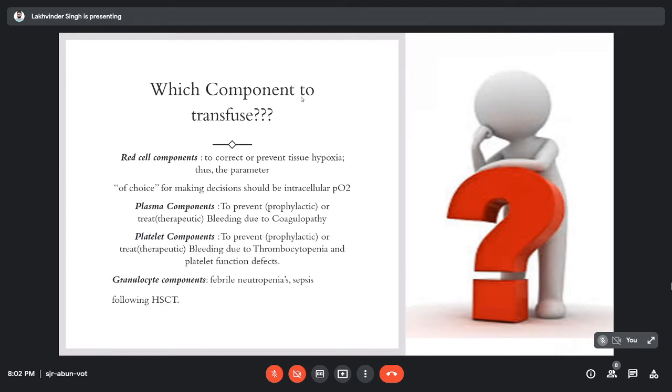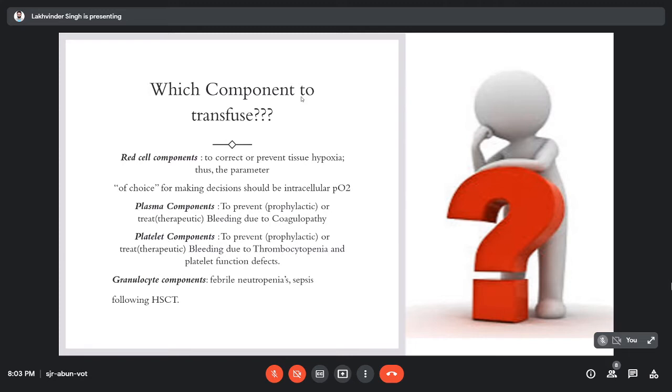Plasma components can either be given prophylactically when bleeding is not there but there are higher chances of getting a bleed, so we give plasma components prophylactically, or therapeutically. Similarly, platelet components may be given prophylactically if there is no bleed, or when a bleed is there, then we give them for a therapeutic indication. Or if some platelet function defects are there, then also you give platelet components.